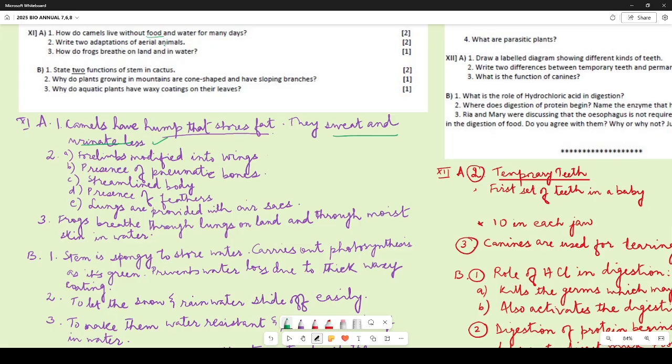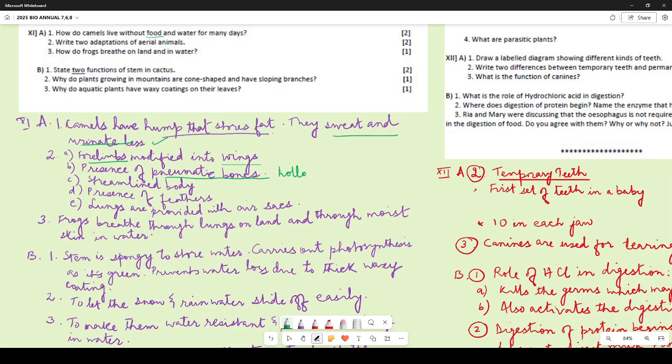Write two adaptations of aerial animals. Aerial animals means animals that live in air or that can fly in air. So first and foremost, forelimbs change into wings. That helps them to fly. Presence of pneumatic bones. Remember we talked about hollow bones, right? So these bones are hollow.